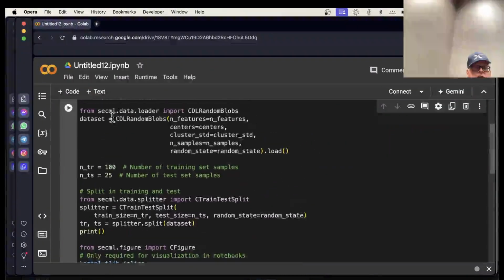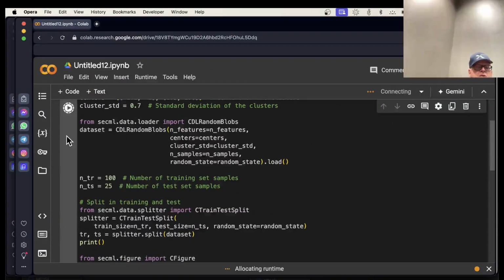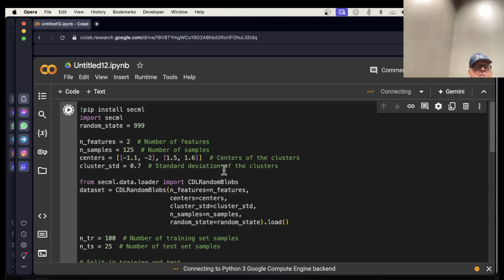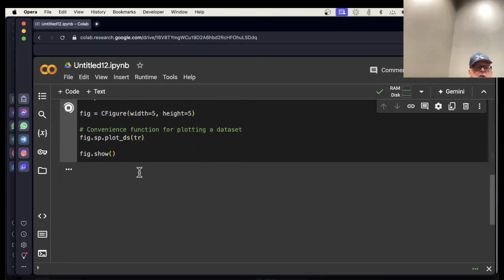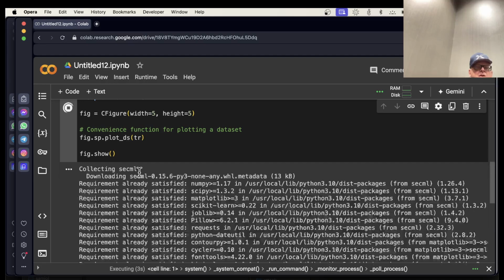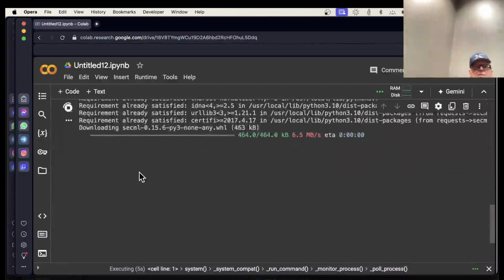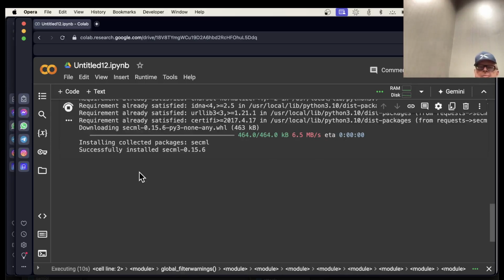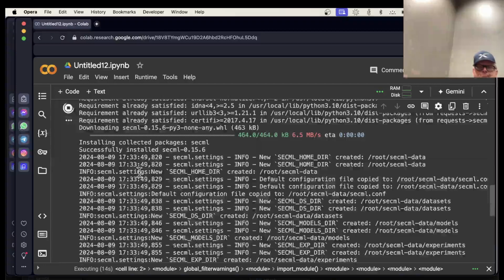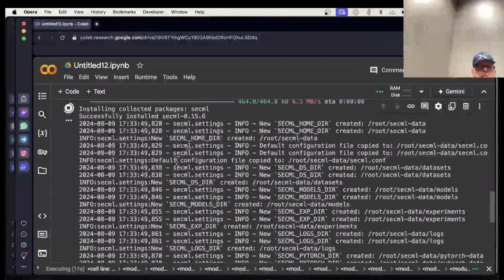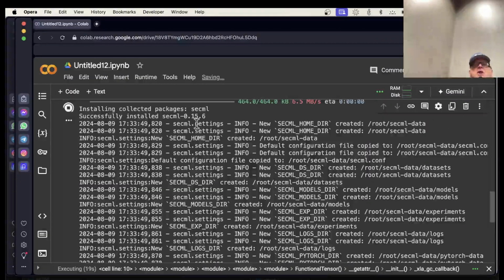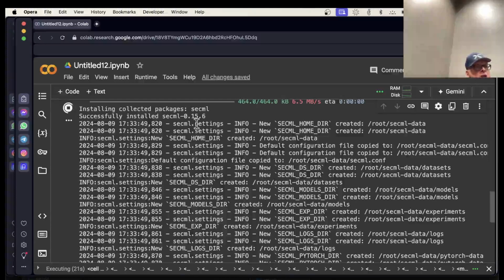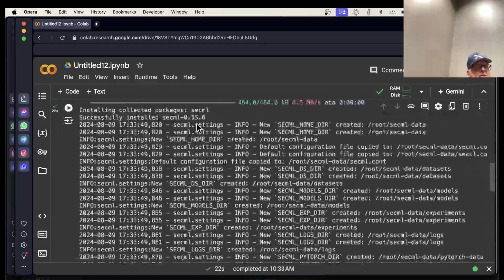So this will create some data. It's just going to create some data that's randomly distributed with centers of the cluster here and a standard deviation there. So you get some red and blue dots in a two-dimensional space after it installs the libraries and such. And now we're using the SecML library, which we're going to use a lot. The SecML is security machine learning library, and it includes attacks and defenses, which we're going to play with.